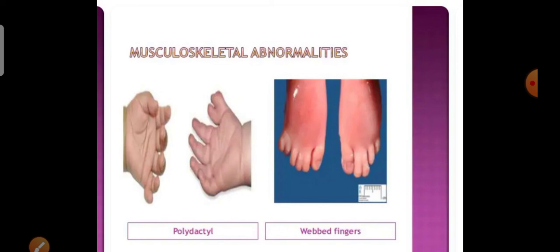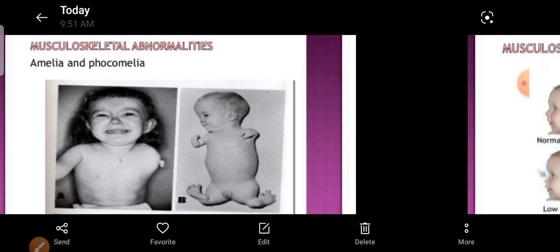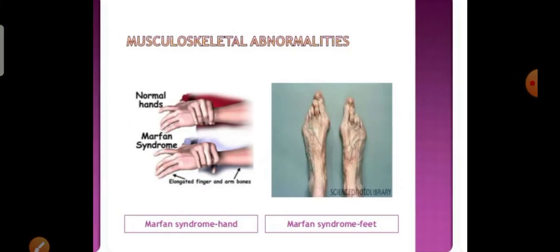Okay, next, polydactyly, webbed fingers, like this. Okay, normal nasal bridge, and low nasal bridge, like this. This is normal, and here the low nasal bridge will be there. Okay, Marfan syndrome feet, like this. This is also one of the abnormalities. Marfan syndrome hand, here the hand, here the feet.